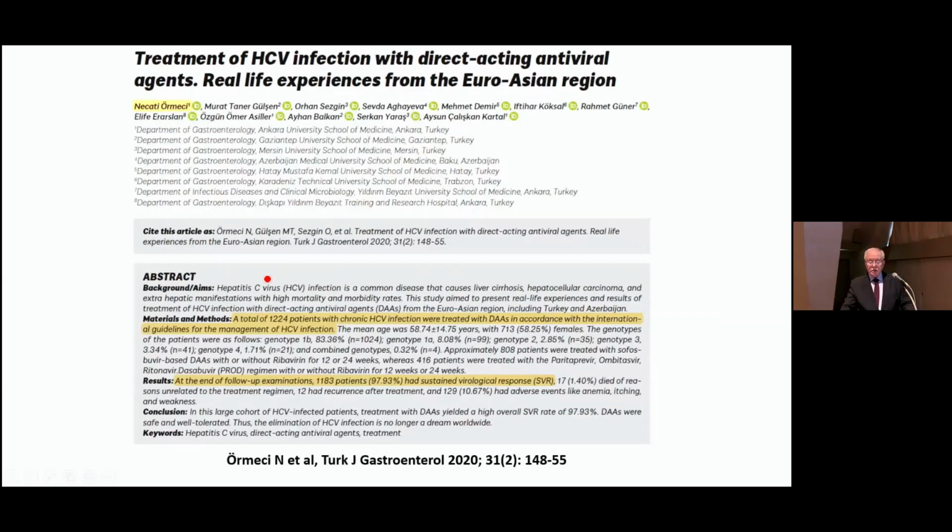So we have treated hepatitis C patients in Euro-Asian areas. Almost 1,224 patients have been treated. And at the follow-up, almost 1,183 patients got SVR, 97.93%.